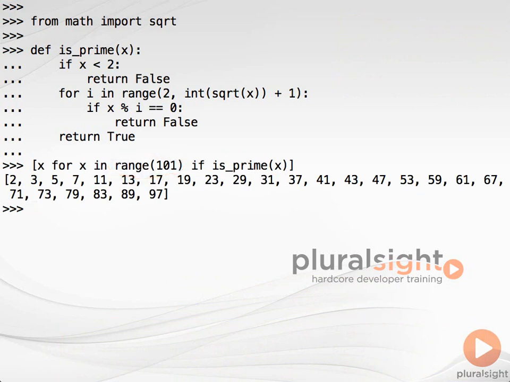We have a slightly odd-looking x for x construct here, because we're not applying any transformation to the filtered values. The expression in terms of x is simply x itself.